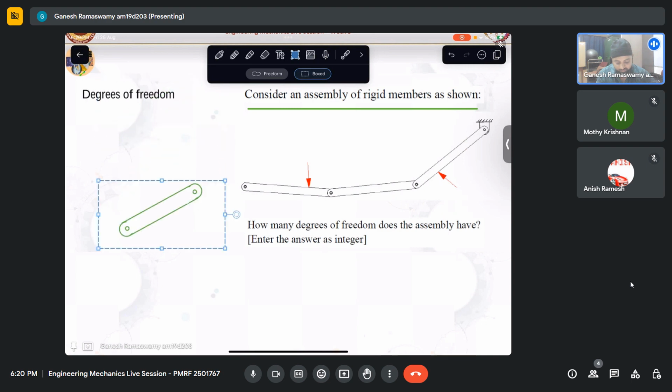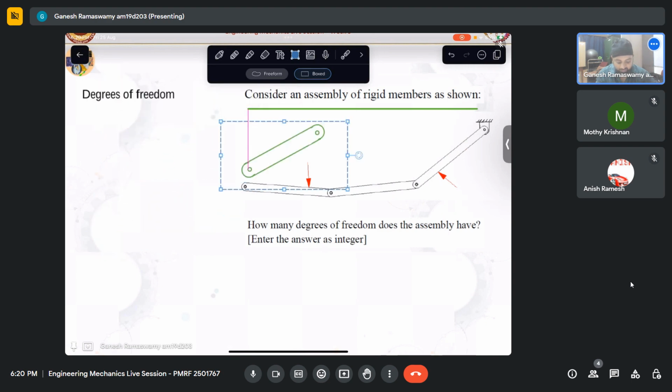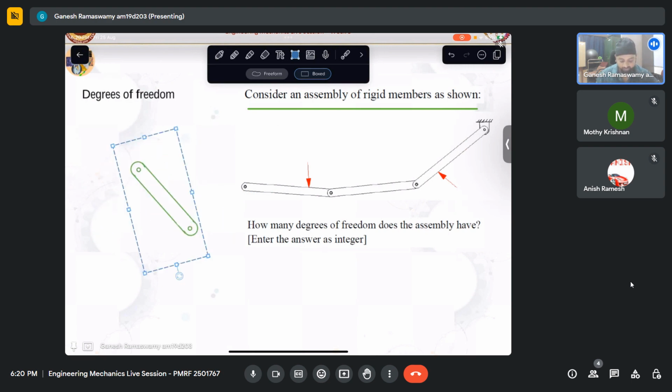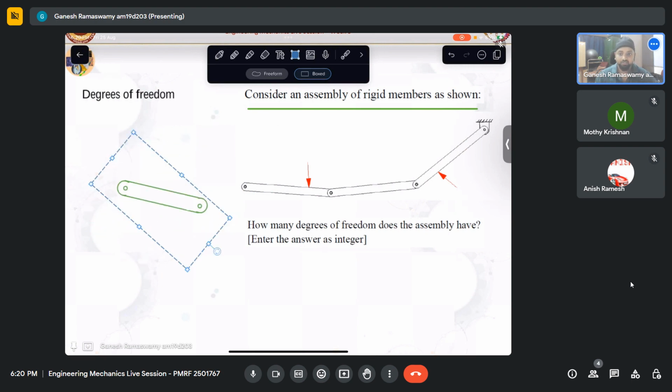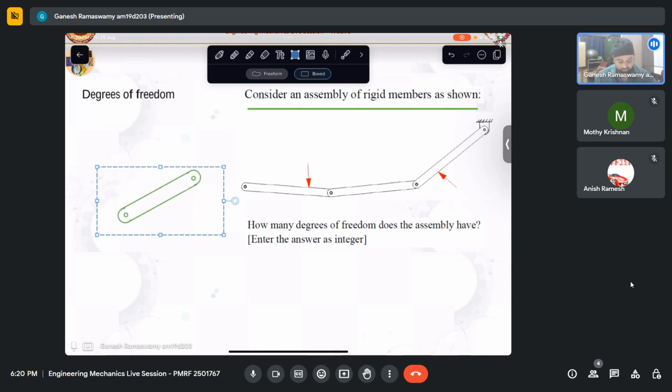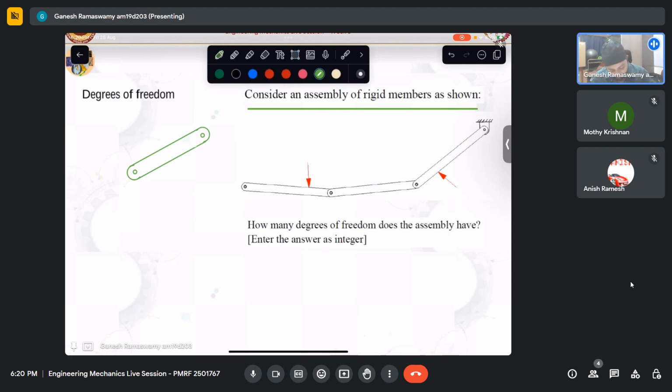In such a case, what are the degrees of freedom that this body can undergo? One, it can translate vertically, it can translate horizontally, and then it can rotate about the axis that is coming out of the plane. So a rigid body in a plane has 3 degrees of freedom. I hope that is clear. 2 translations and 1 rotation. So far so good. I'll just make a copy of this so that I can use it later.